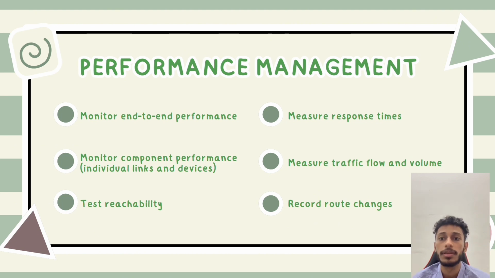The third one is test reachability to ensure the ability to communicate with different network nodes. The fourth one is measure response time. It's to evaluate the time it takes for a system to respond to the requests. Fifth one is measure traffic flow and volume. It's to monitor the amount and patterns of data moving through the network. Lastly, record route change. Document any alteration to the pathways that data takes through the network.